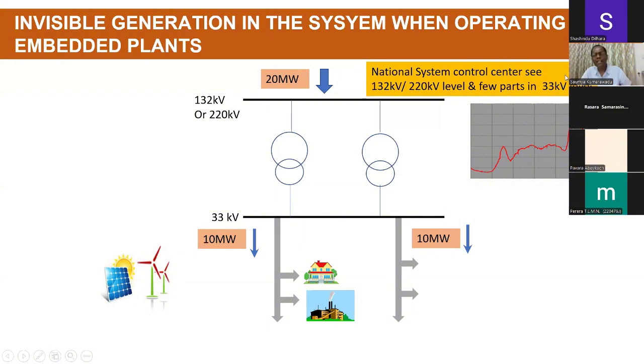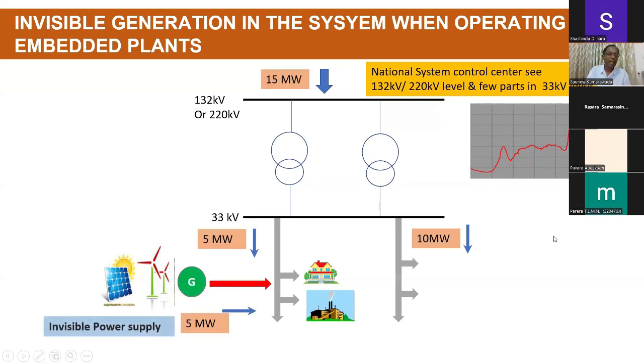This is what the National System Control Center sees: the national system at the transmission kV level and some parts of the 30 kV level. So consider there is a distributed power plant connected to this 30 kV network. Now this power plant generates power. Now think this is generating 5 megawatts.